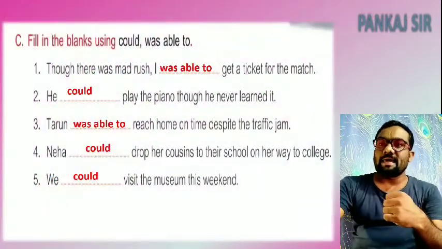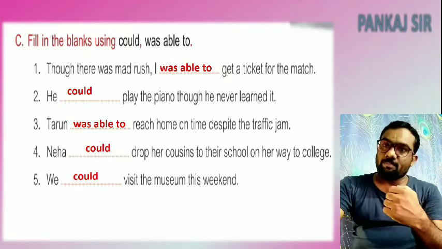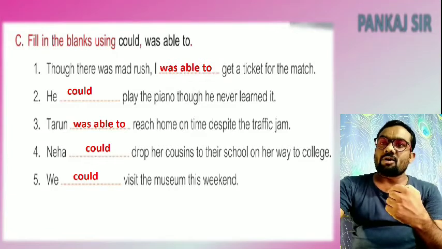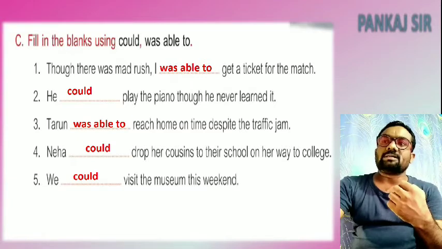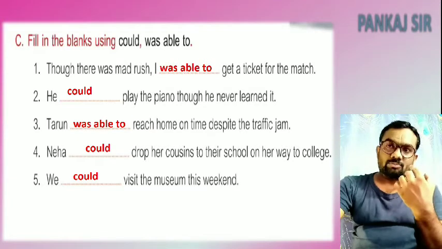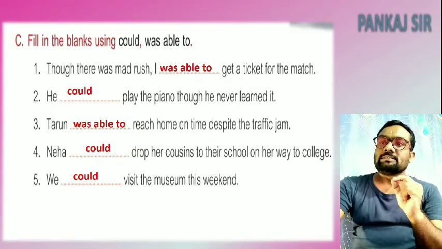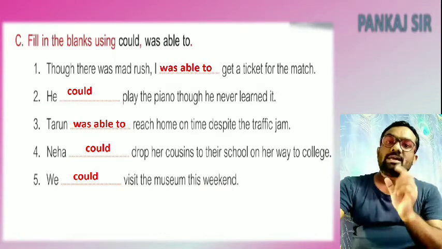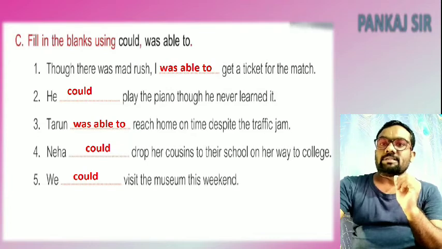Exercise C, fill in the blanks using could or was able to. This is for the past tense form. Though there was a mad rush, I was able to get a ticket for the match, right? For the match only it is given. I could play the piano, though he never learnt it. Though he never learned, so he could, right? That is the ability, skill is developed there.